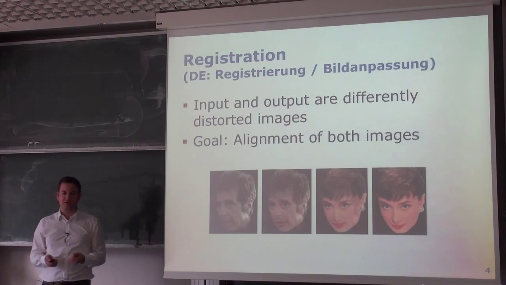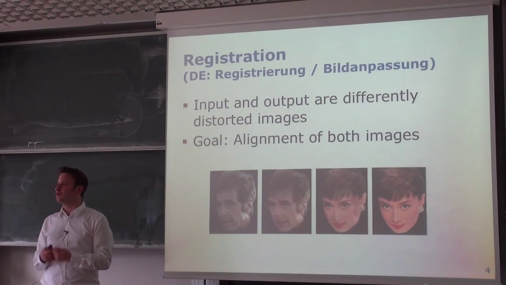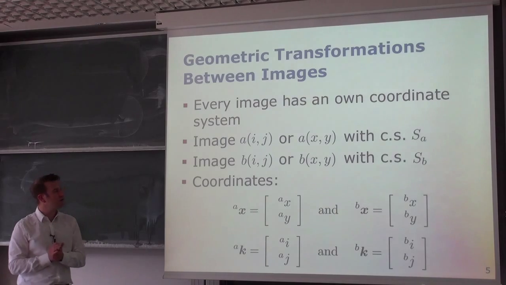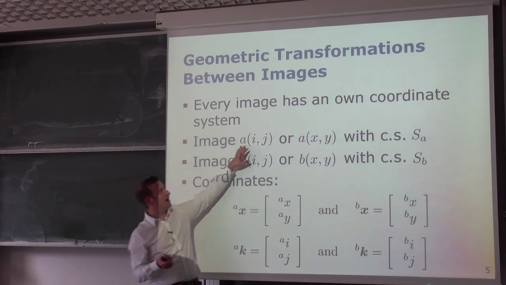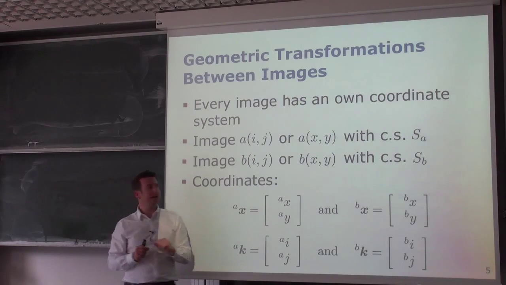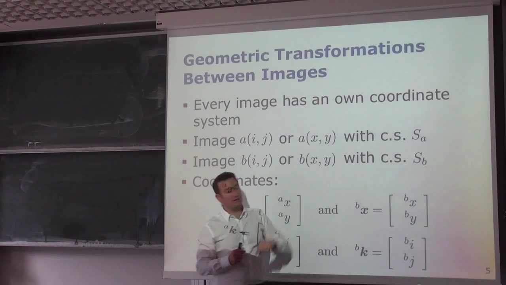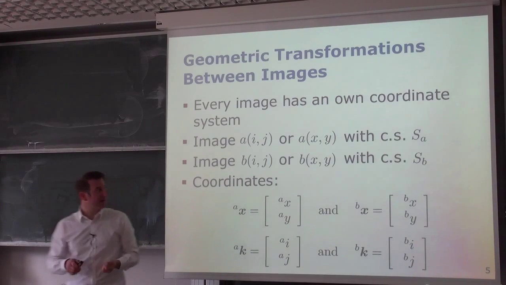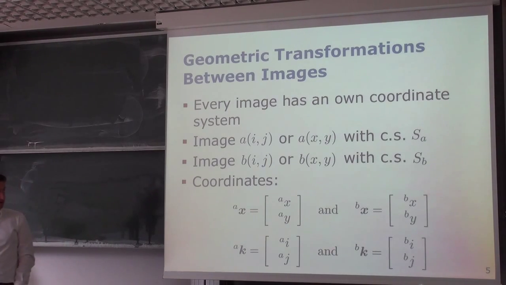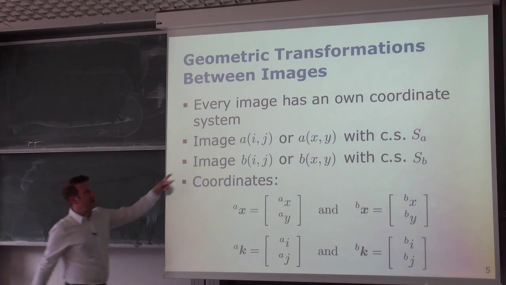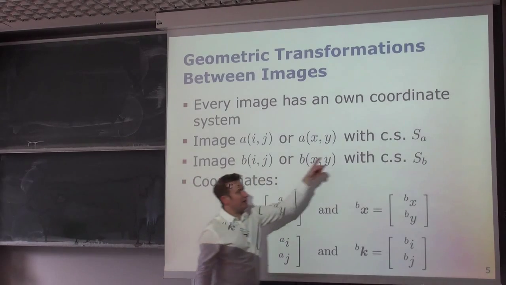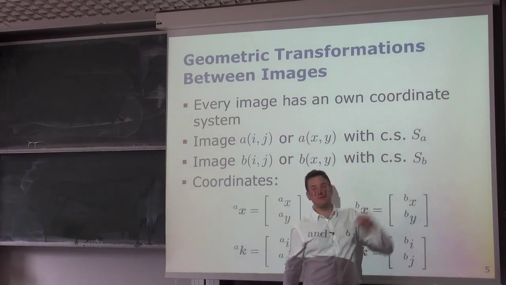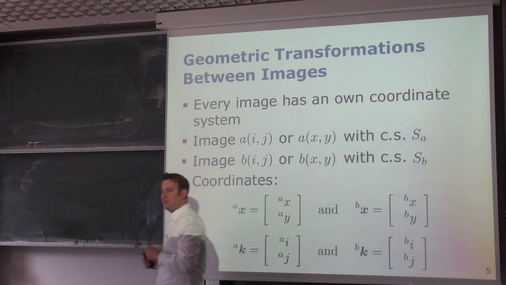But we want to now start with general geometric transformation between images. So we have coordinates, can be either i, j, if I'm only working in my integer world, or if I'm working with real numbers, then we may take the coordinates x and y. And I have an image A and an image B in the lecture here. Image A has its own coordinate frame S_A, and image B has its own coordinate frame S_B.